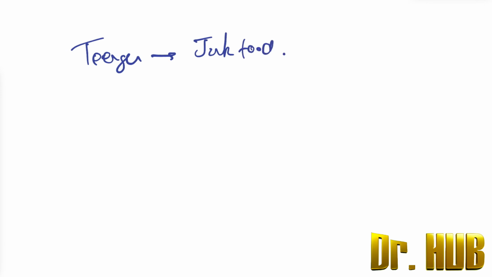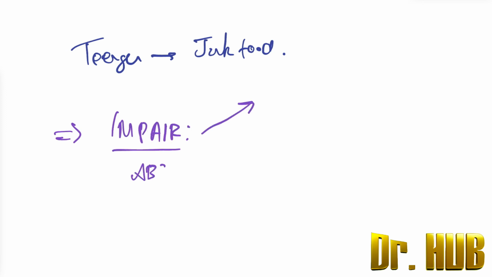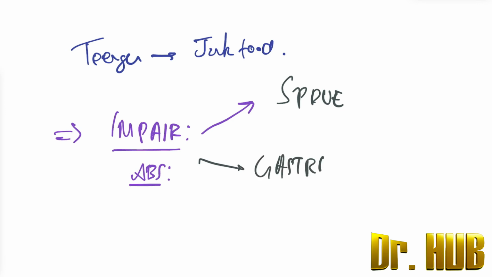Next, we move on to impaired absorption. So how does the impairment of absorption take place? It is due to sprue, as well as gastrectomy, by the Billroth 2 procedure.